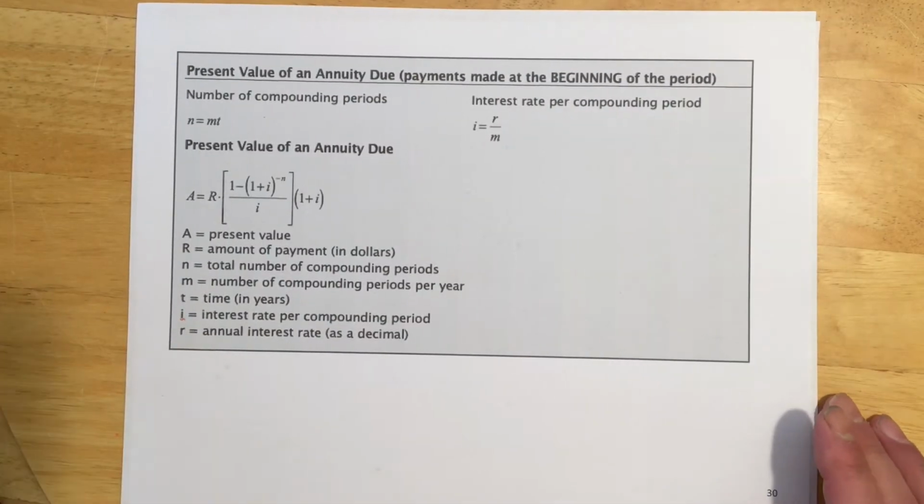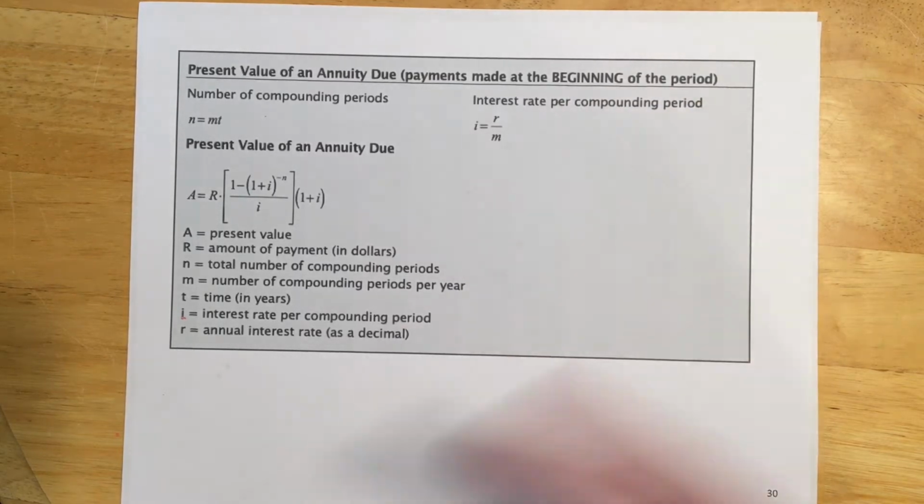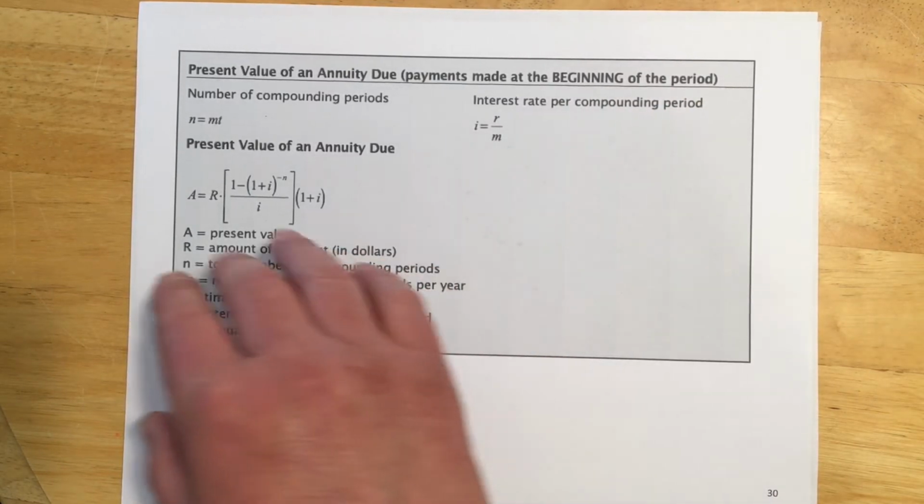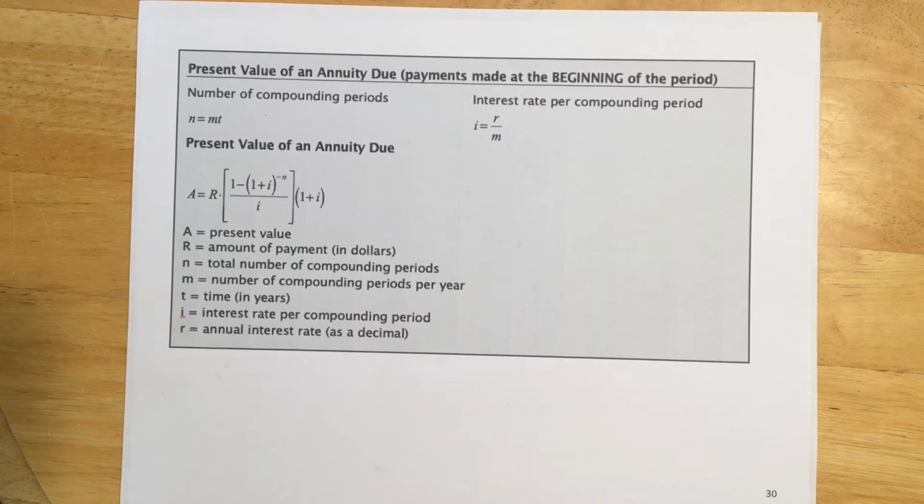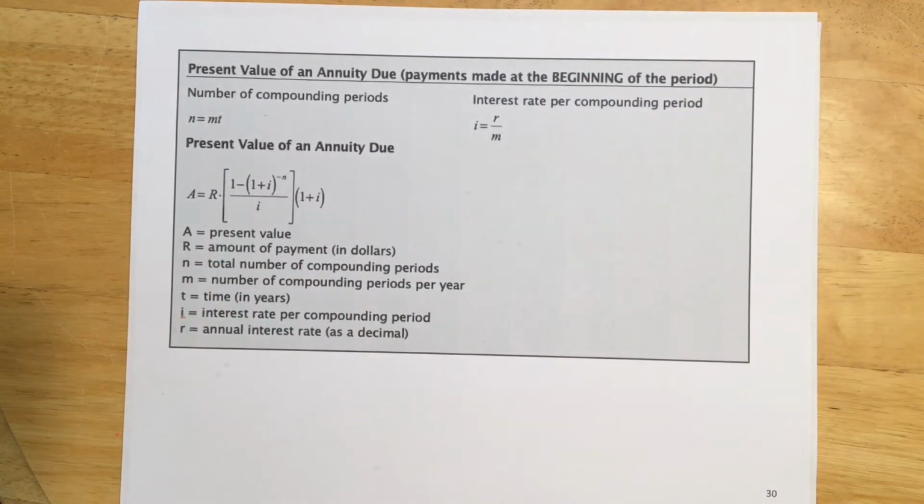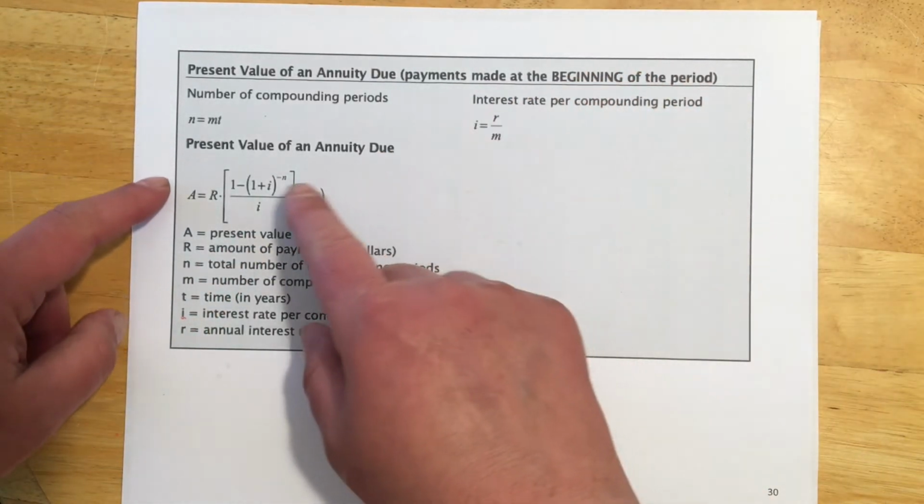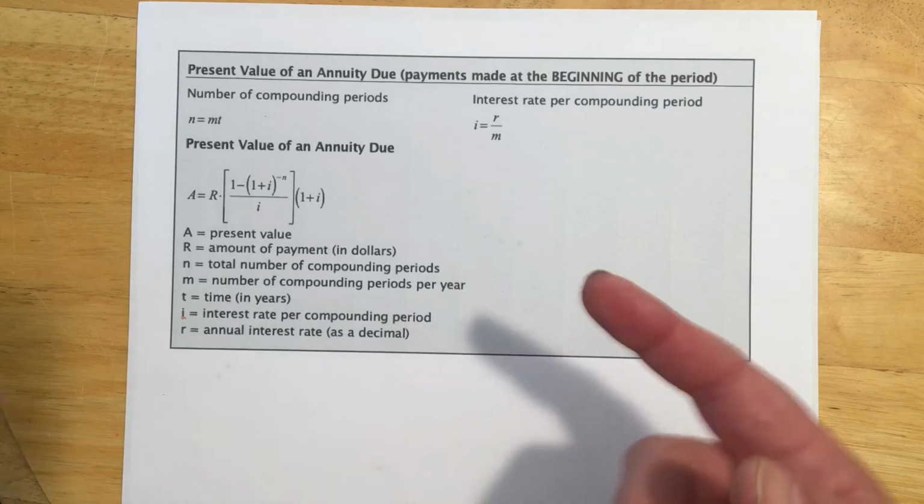Okay, and then this next round is going to be present value of annuity due. So these are the ones with the payments at the beginning of the period. So just like in 6.3, it's a very similar formula to what we were just looking at. It just has, once again, this extra little piece on the end that accounts for that extra payment. And I think we are familiar with all of the definitions, so I'll just head straight into the problems.